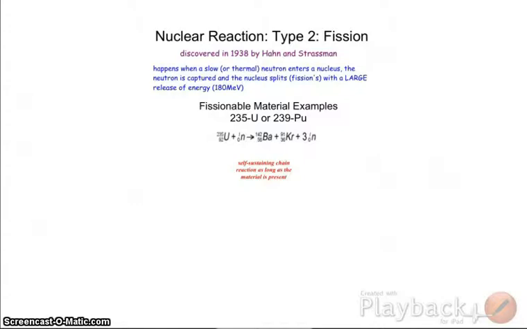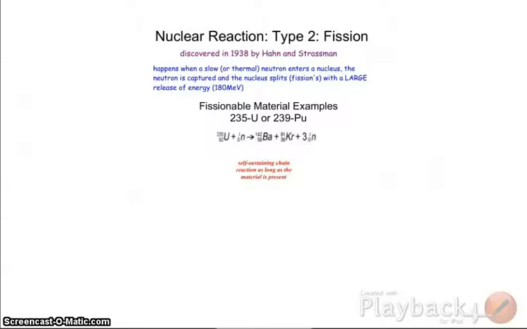Now, type of nuclear reaction 2, fission. Fission was discovered in 1938 by Hahn and Strassmann. I like this because I grew up on Hahn's Road, H-A-H-N. Fission happens when a slow neutron or a thermal neutron enters a nucleus. The neutron is captured into the nucleus and makes the nucleus unstable, and it splits, or fissions, with a large release of energy.